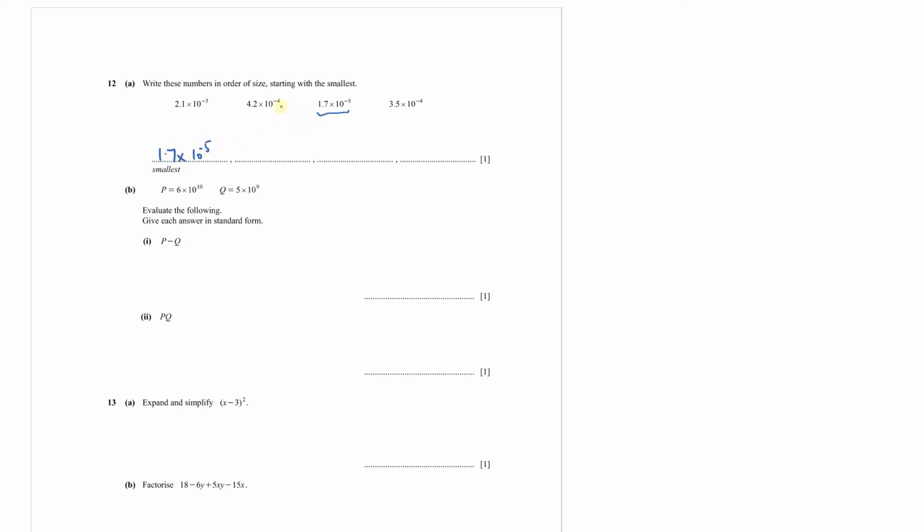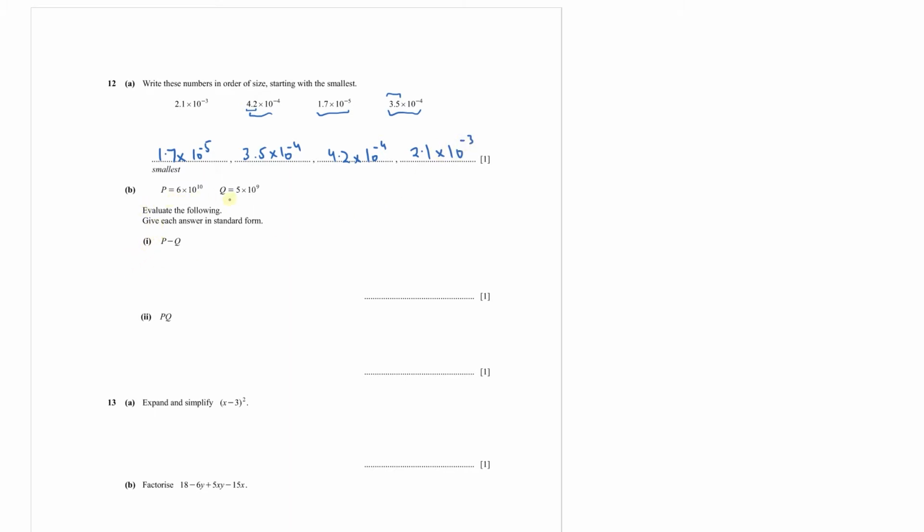The next smallest power of 10 is minus 4. So this has minus 4, but this has minus 4 as well. So the powers are same. Then we can compare the numbers, these 4.3 and 3.5. So 3.5 is smaller. So 3.5 into 10 power of minus 4 is the next smallest. And then we can write this one, which is 4.2 into 10 power minus 4. And this is the one with the largest power of 10. So this will be the largest number here.